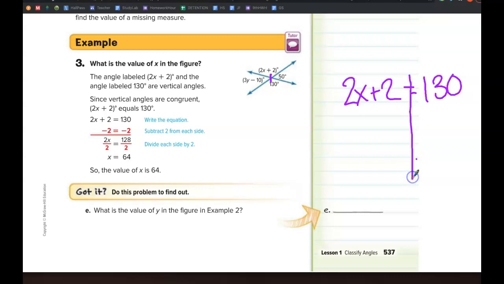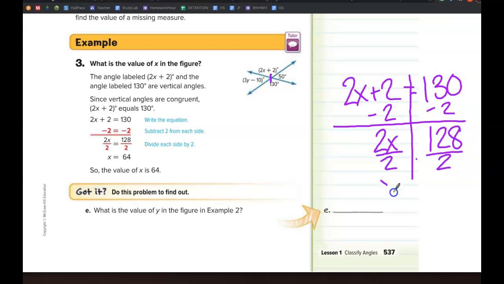Now I can solve for x. What would I do first? Minus 2. Good. Divide that by 2. And I get 64. Questions on that? Vertical angles are what to each other? Equal to. Vertical angles are what to each other? Equal to.